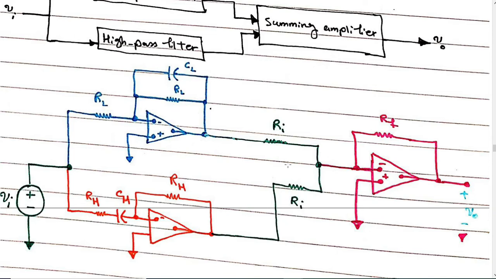Now you have a summing amplifier. One input is connected to, sorry, this one is connected to this, and this one is ground.